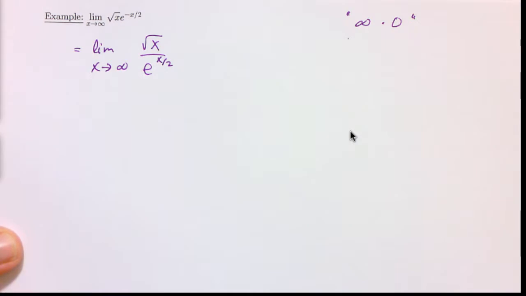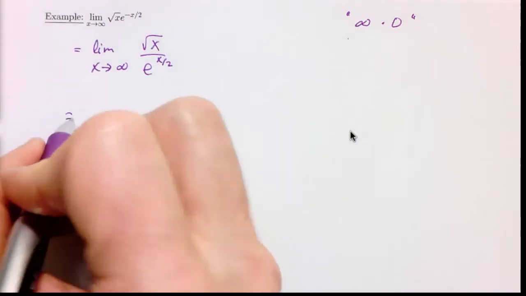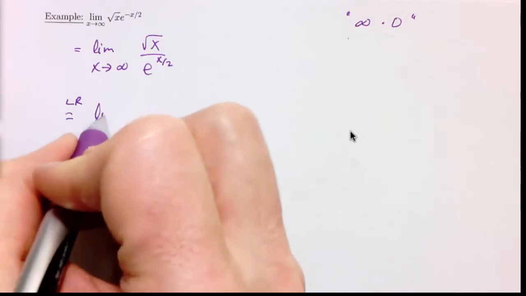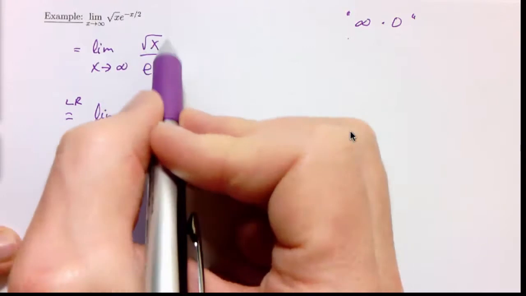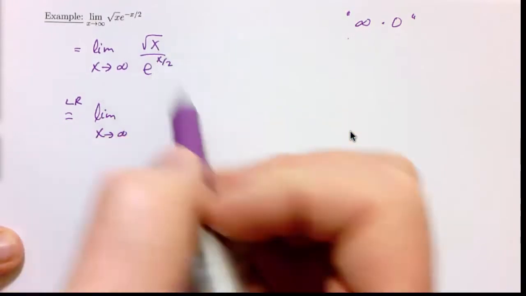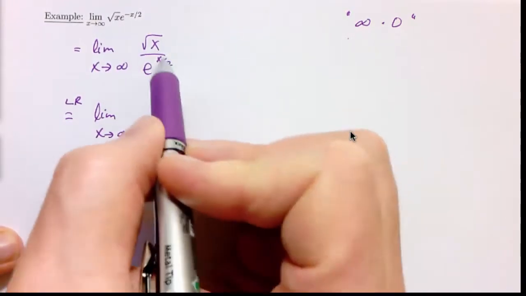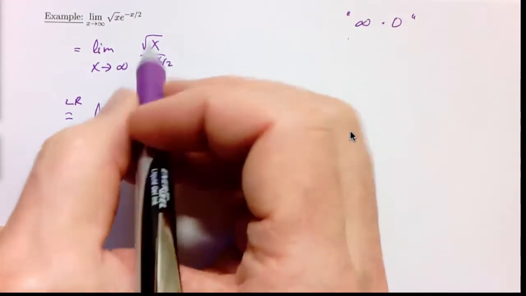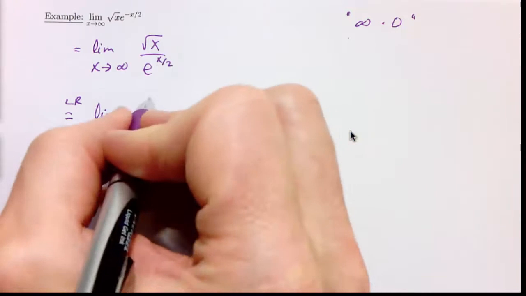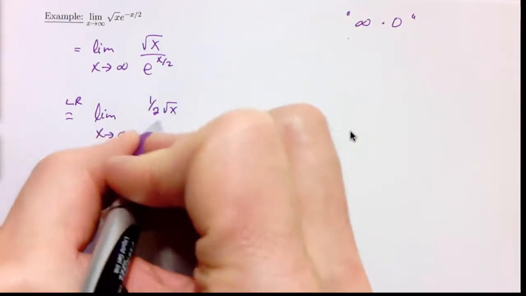And now I have infinity over infinity, so L'Hopital's rule applies. And if you're on your game here, you'll notice square root doesn't grow very fast. Exponential growth whomps the square root, and we get 0 in the limit. But let's actually show it. Derivative of the top, derivative of the bottom.